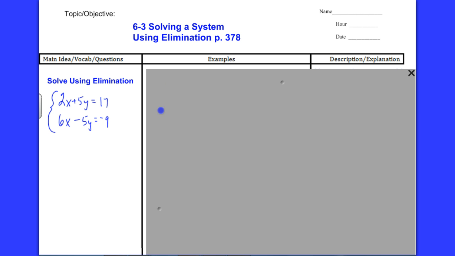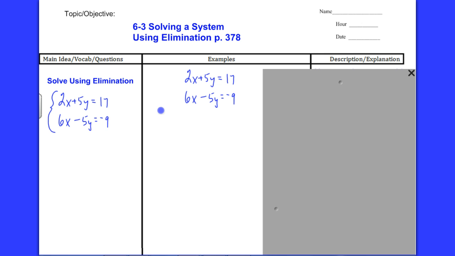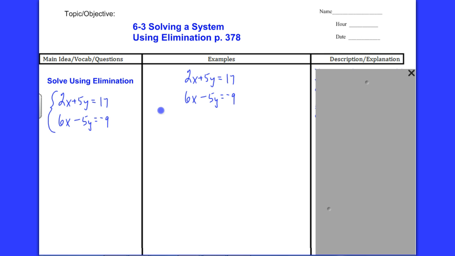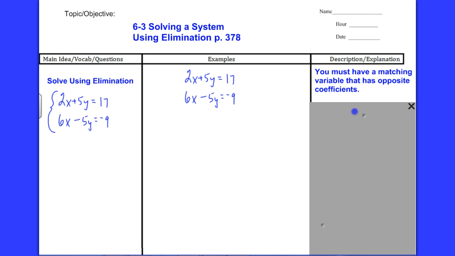Let me demonstrate. Go ahead and recopy the problem in the middle here where we'll show the work and make some notes. Hit pause as you need to do that. Here is the key to elimination right here. In order to do elimination, you must have matching variables that have opposite coefficients. And this question has that for us.